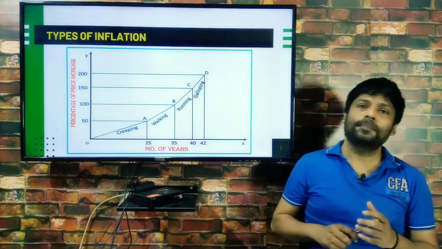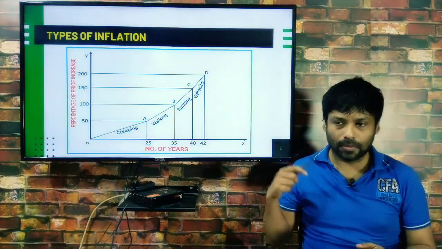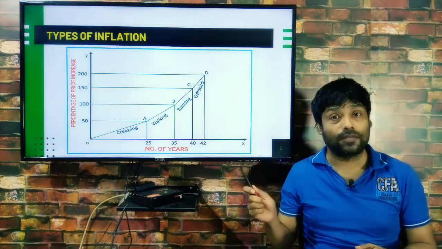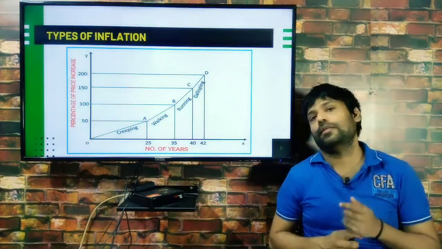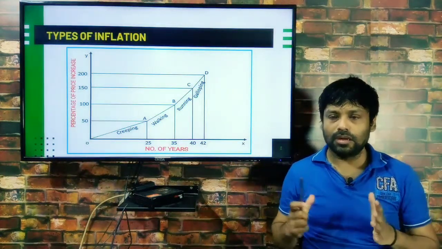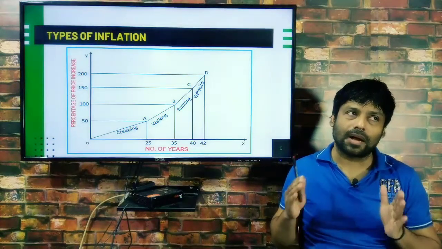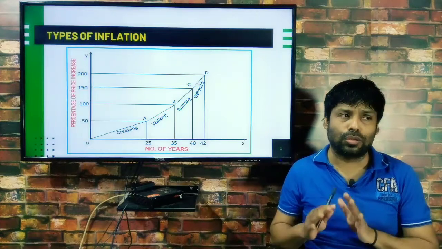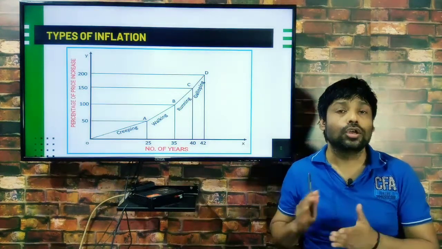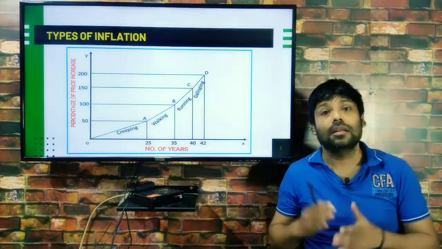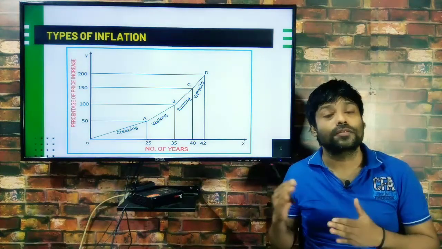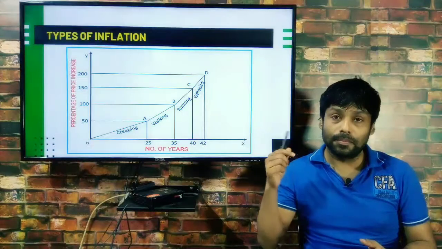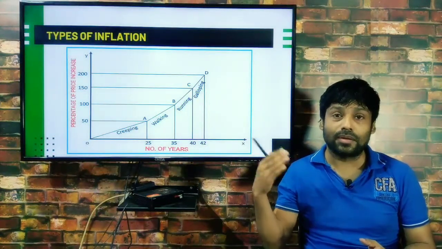Now comes the most dangerous situation, galloping inflation, which we also call hyperinflation. Under this type of inflation, the prices rise every minute and there is no upward limit to which the price level may rise in course of time. It means the price of goods keeps rising every minute, every hour.